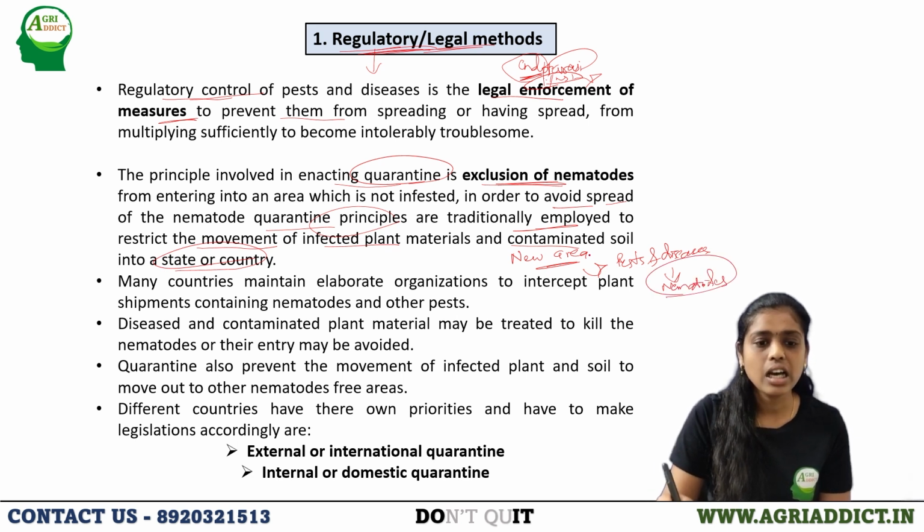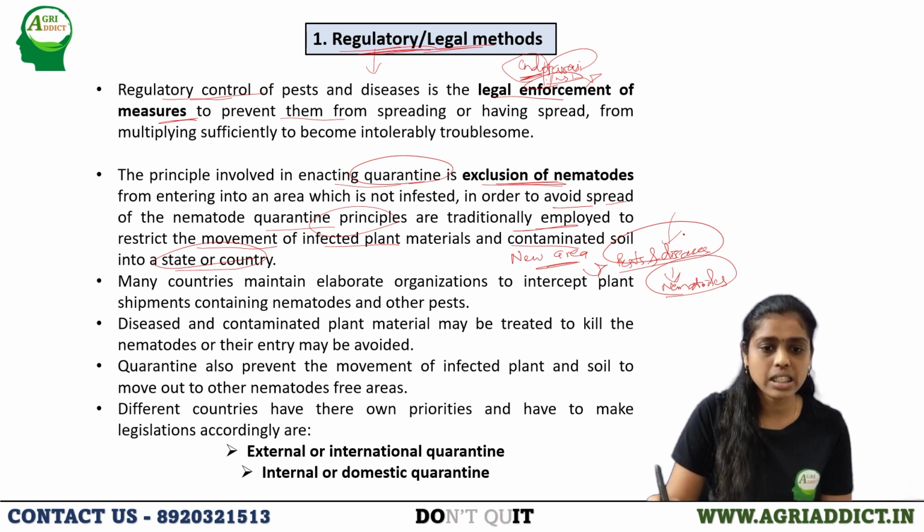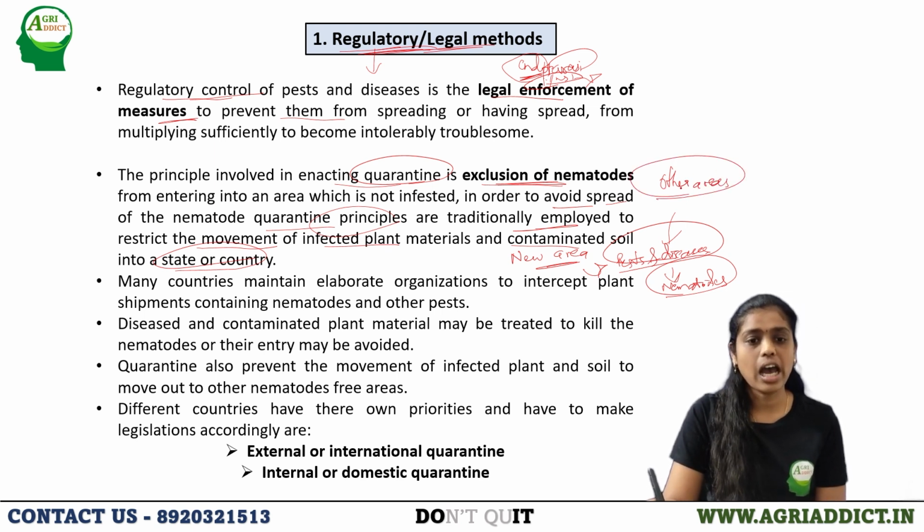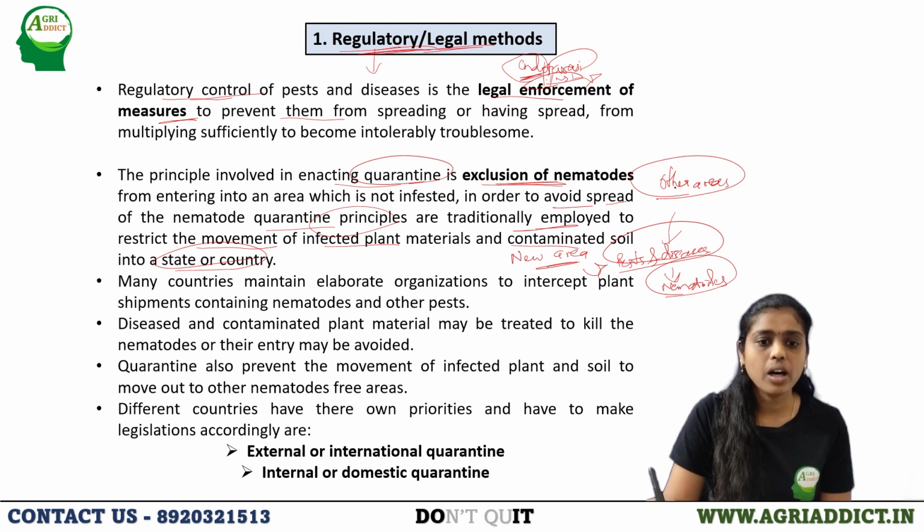In such cases, there will be some rules and regulations for the movement of any commodities, like fruits or vegetables, from this infested area to the other areas which don't have infestation. By having certain rules and regulations, we can prevent such pests and diseases in other new areas which were not infested earlier.